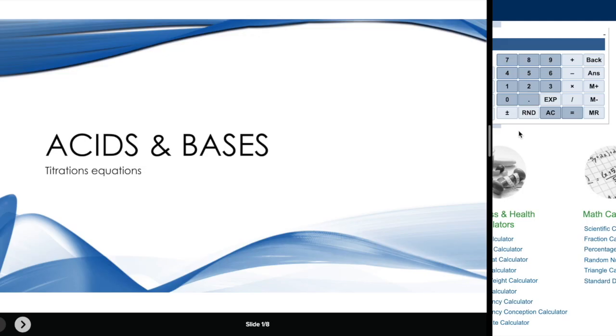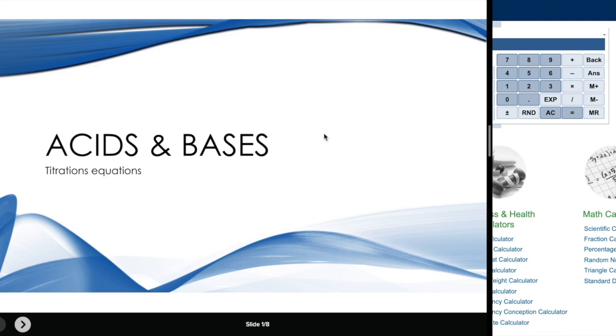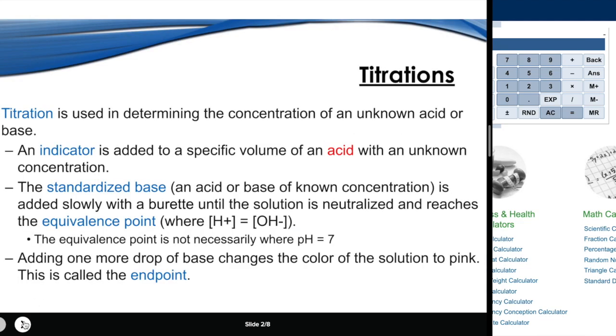Continuing our lessons on acids and bases, we're going to be learning about titrations and titration equations. So let's get started. First things first, what is a titration? A titration is a technique that we use to determine the concentration of an unknown acid or base. And we do this using a neutralization reaction.